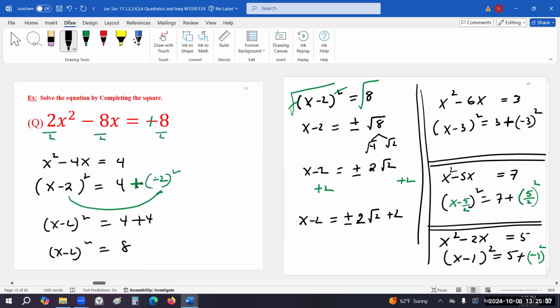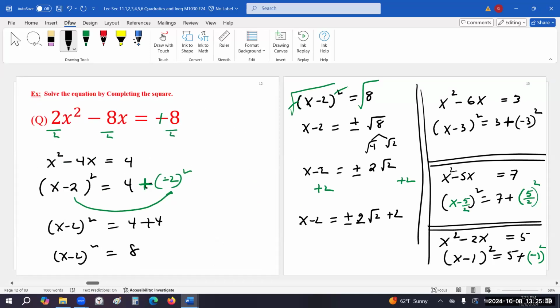Sometimes completing the square is helpful. Sometimes the quadratic formula is helpful. Sometimes factoring is helpful. Factoring is always helpful if it's factorable. If it's not factorable, then you have two choices: this method or the quadratic formula. But you said the quadratic formula is not good. True.